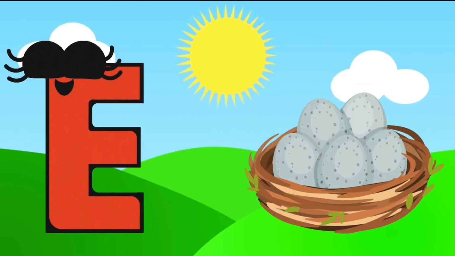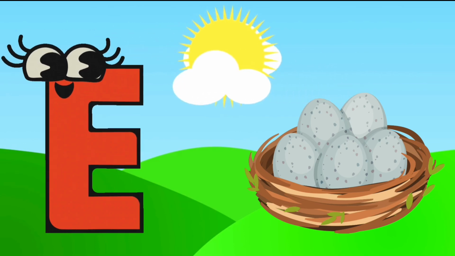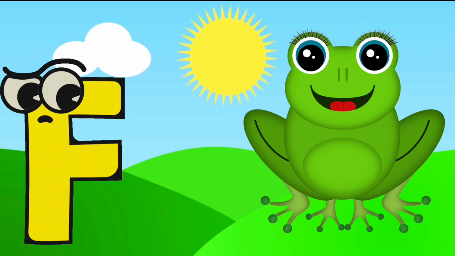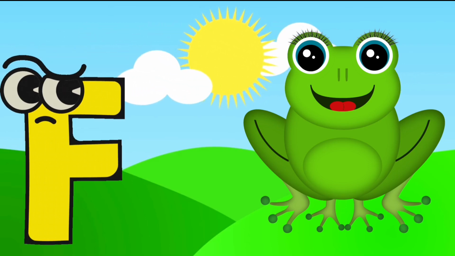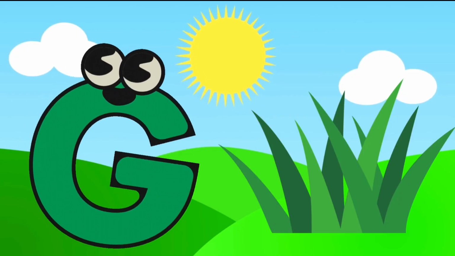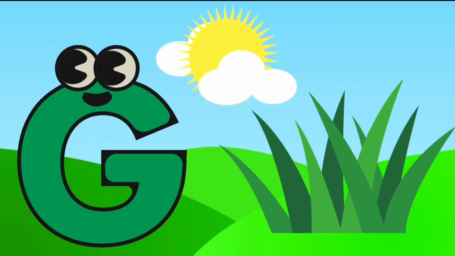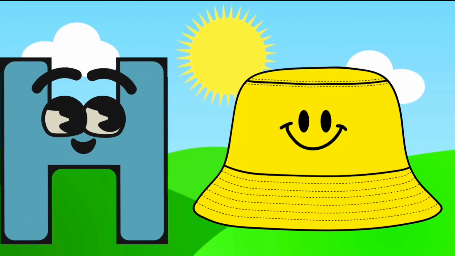E is for axe. F is for frog. G is for grass.